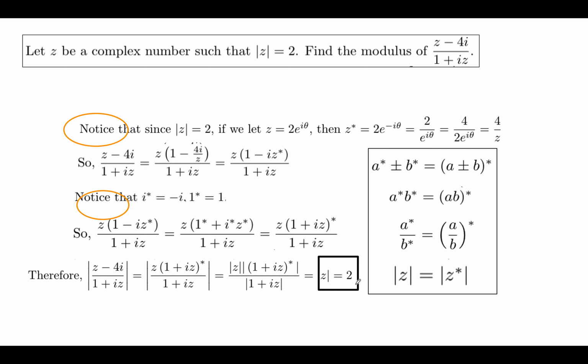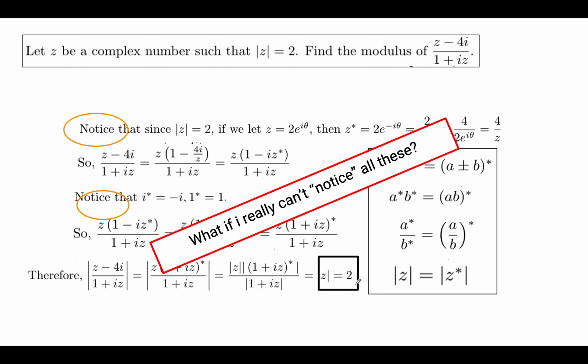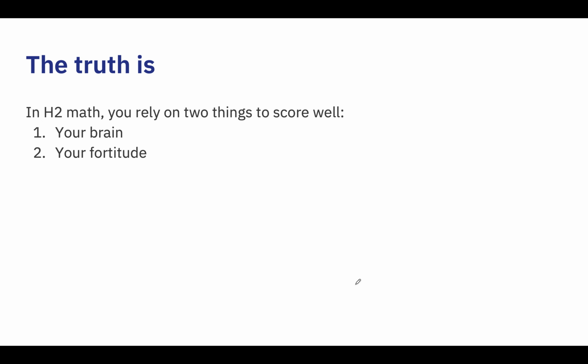But right, we see all these, and what if I can't really notice all these? It's a lot to ask for, right? It's not intuitive, and in a stressful timed environment, in an exam setting, it's very, very difficult to come up with all these from nowhere. So in H2 math, you rely on two things to score well, either your brain or your fortitude. If one isn't working well, use the other.